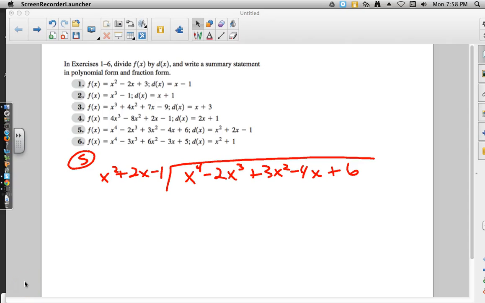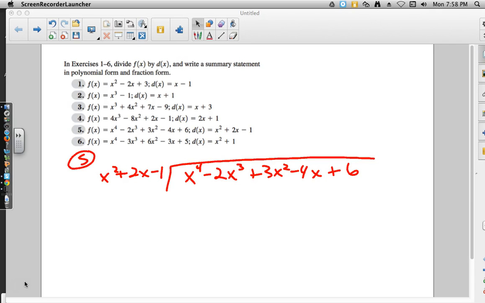This is the frequently asked question video for section 2.4 day 1 using polynomial long division. It says in exercises 1 through 6, divide f of x by d of x and write a summary statement in polynomial form and fraction form.